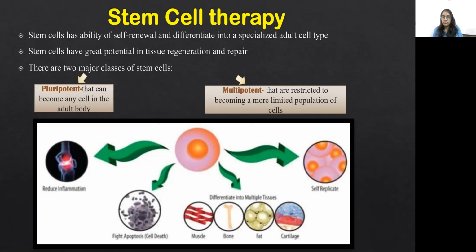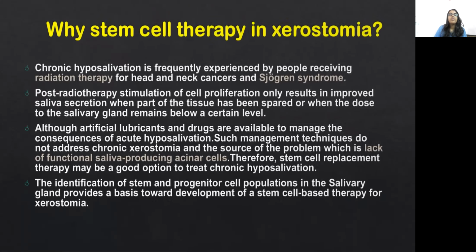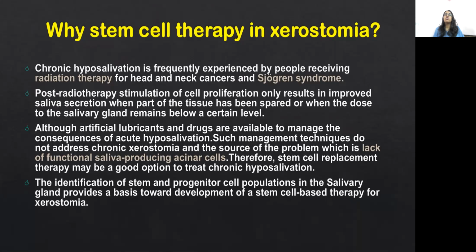So there are a lot of cells in the body which can differentiate as stem cells. So if xerostomia has a lot of other management techniques that are non-invasive, or that could be taken orally or just by limiting a few habits, why do we need stem cells? So basically, people having Sjogren syndrome, as well as people undergoing radiation therapy, have loss of saliva producing cells.